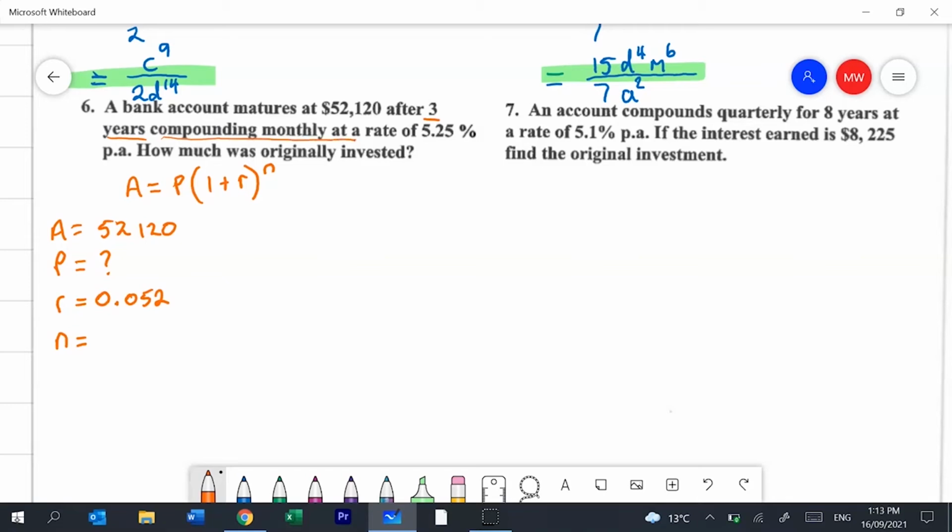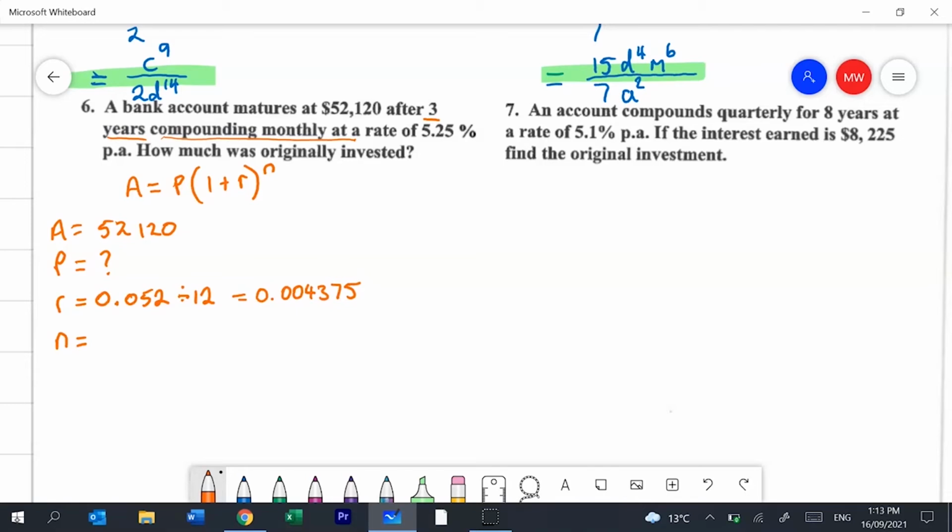That means that we've got to divide this number by 12, if there are 12 months in a year, so we want to see what the interest is doing in each of those months. So that will give us a value of 0.004375. I'm carrying quite a lot of decimals here. I'm going to try and limit my error.